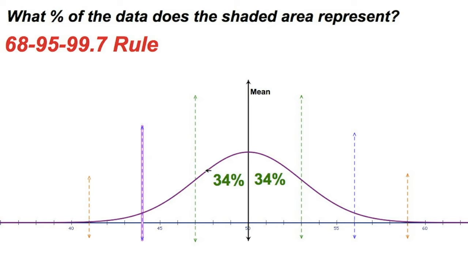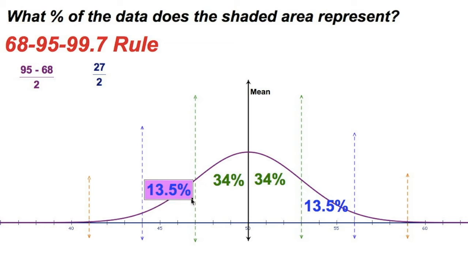Now, what's the interval between here and here? Between plus or minus 2 standard deviations is 95%. Take away the 68%, and you've got 27%. Divide it by 2 because it's evenly distributed on both sides, and this is roughly what you'd expect, 13.5% in that interval on either side.